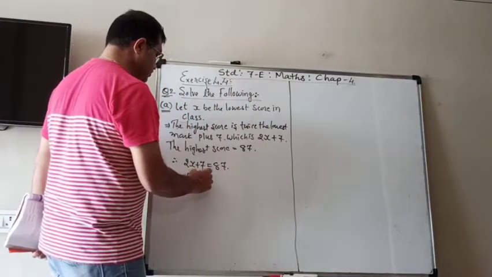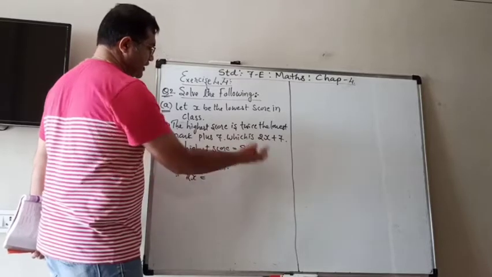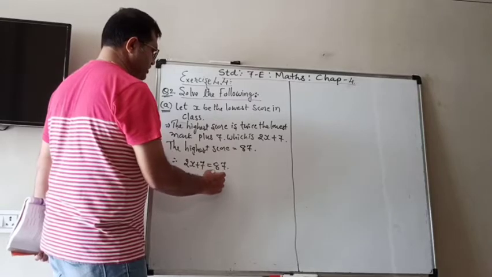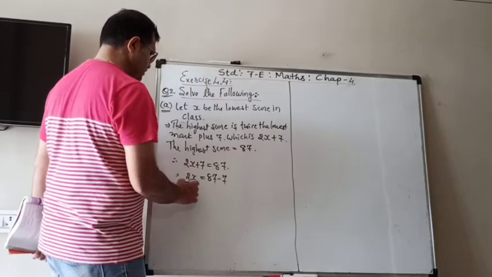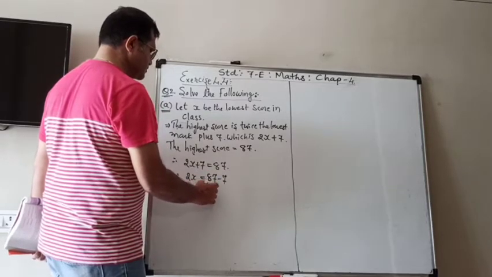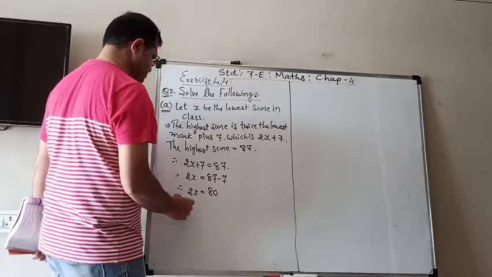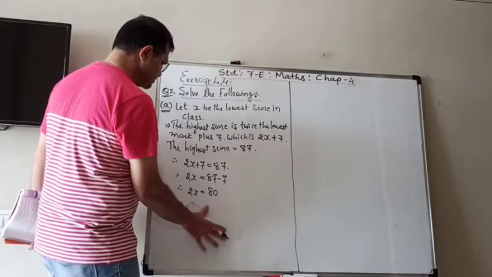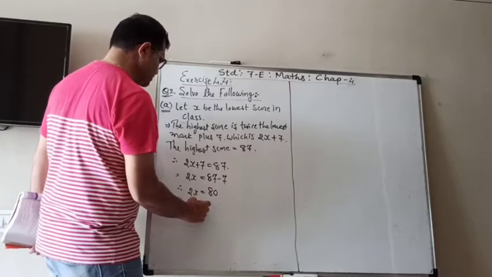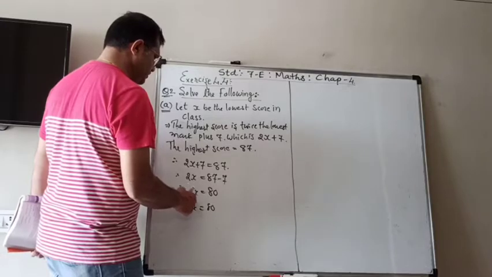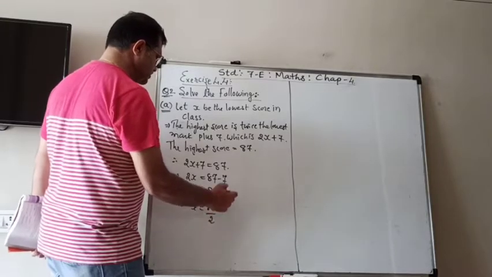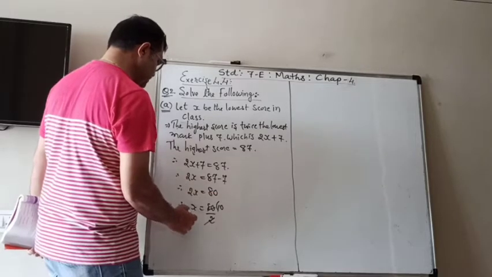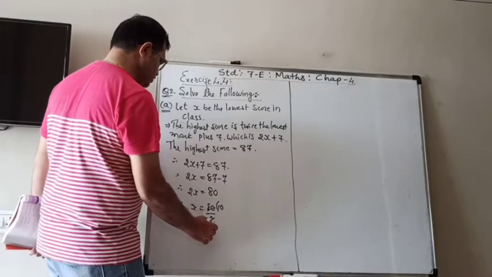So now we have to find the solution. Therefore 2x is equal to, now plus 7 we are transposing, so it will be minus 7. So 87 minus 7. Therefore 2x is equal to 80. Now we have to take x that side, 2 that side. It is in multiplication, so it goes to division. 80 divided by 2 is 40. Therefore x is equal to 40.